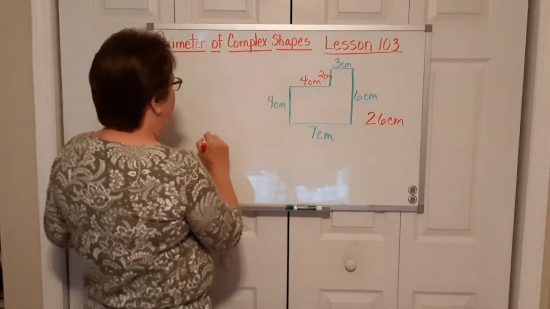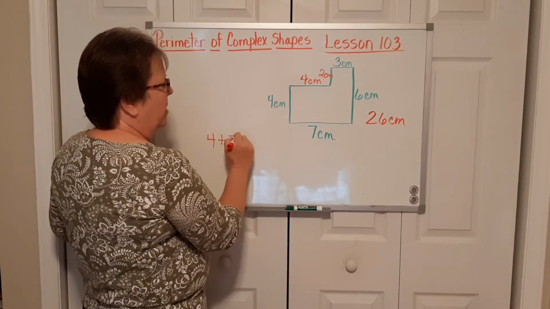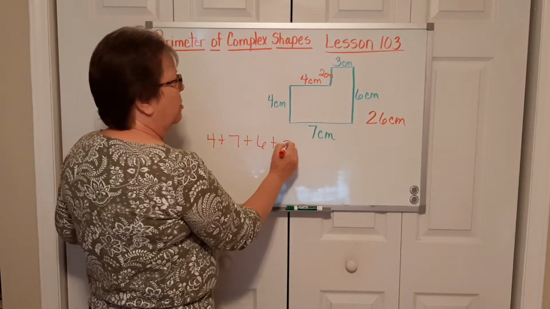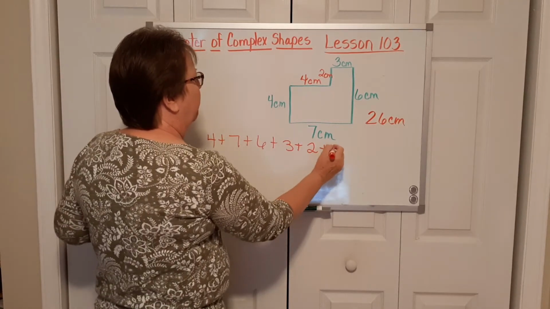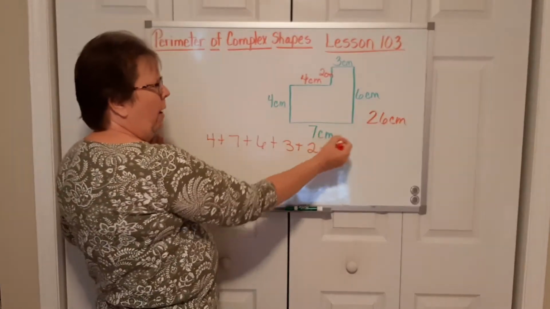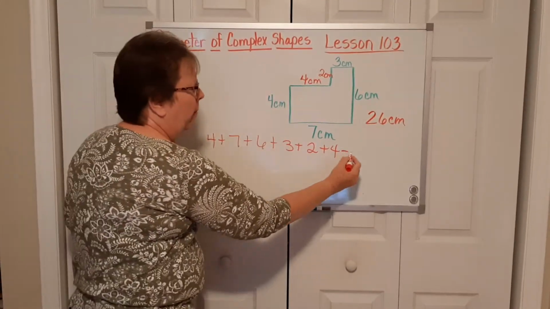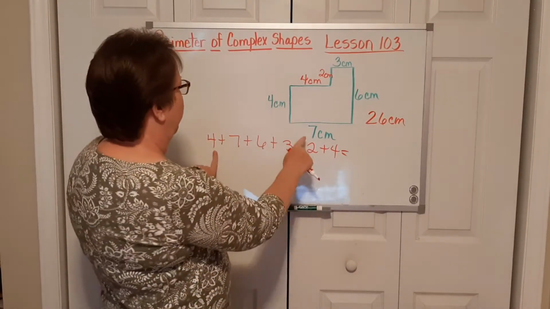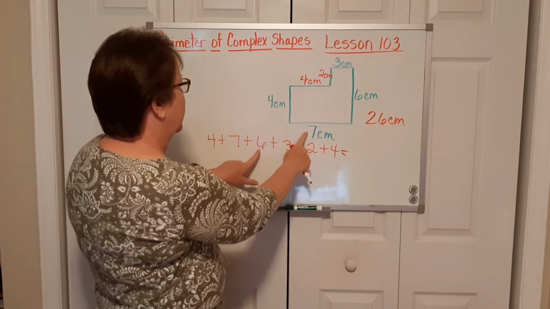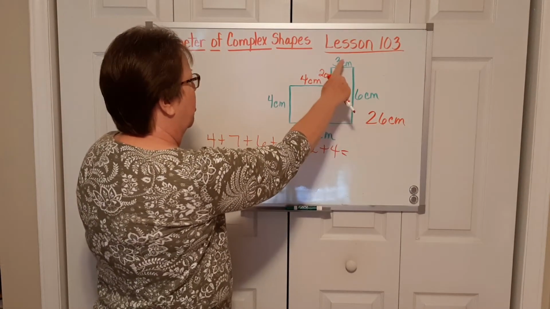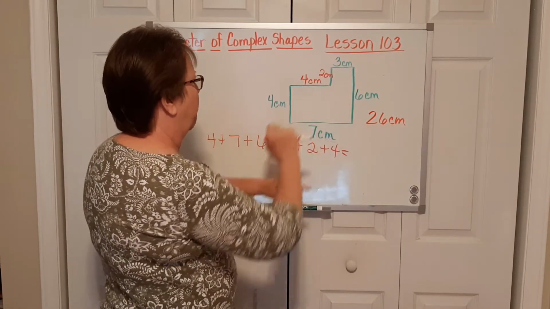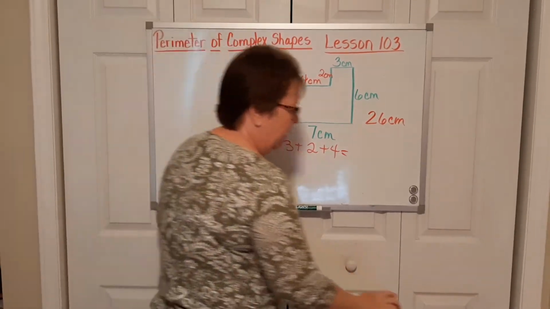And you may need to go like this: 4 plus 7 plus 6 plus 3 plus 2 plus 4. Just write it down. Write the numbers all the way around and add them up. Okay? So to make sure we don't miss any: 4, 7, 6, 3, 2, and 4. Okay? All right, there's that one.